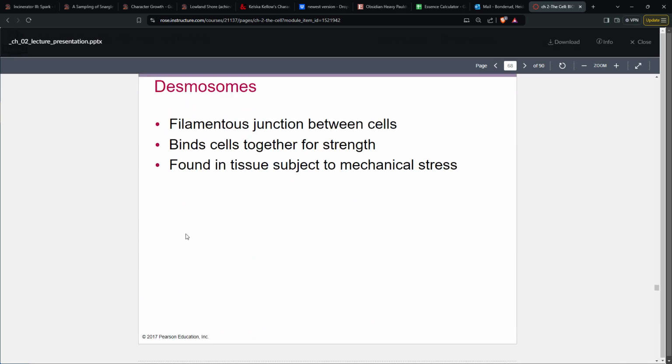Desmosomes. Desmosomes are going to form more of a filamenty junction, and this is because we're not trying to lock them together. We want to have a little bit of give and take, because what desmosomes do is they bind cells together for strength, allowing them to stick together despite mechanical stress. So they don't tear apart and they don't let go or break in any way, shape, or form. So there's some give. Think of desmosomes as like spandex. Stretch.